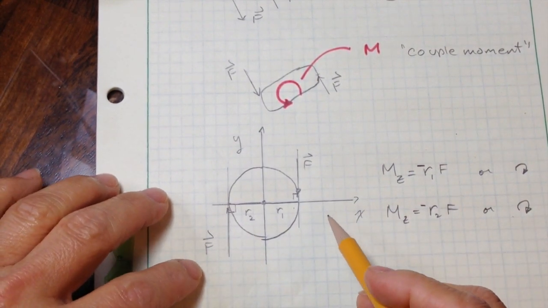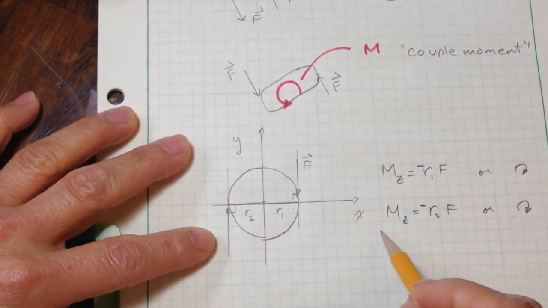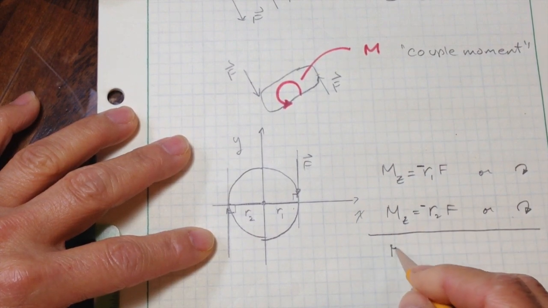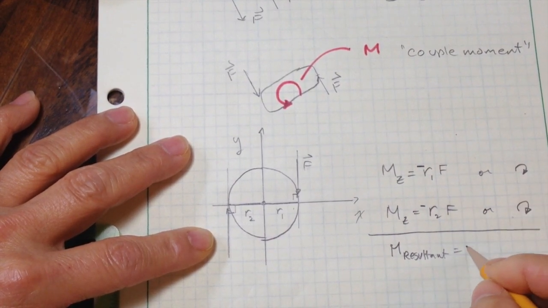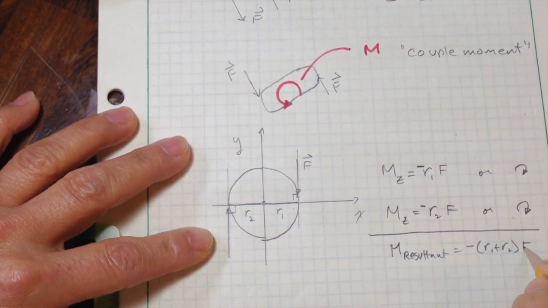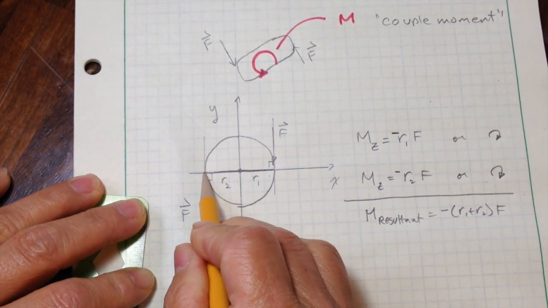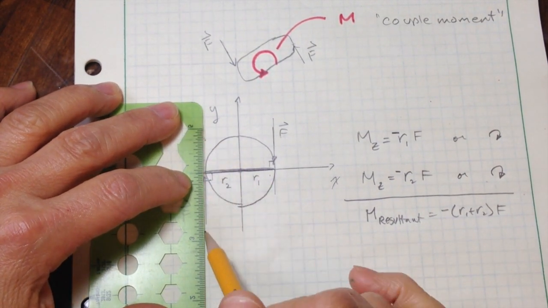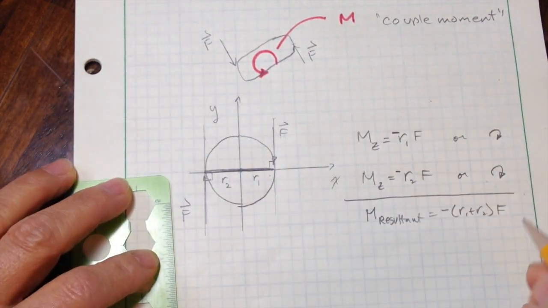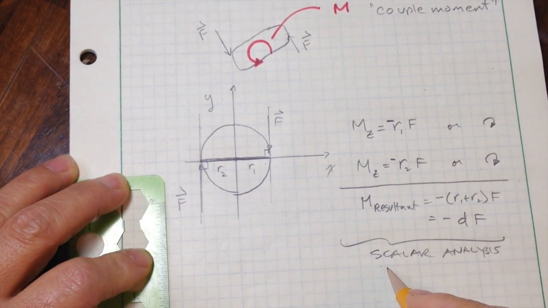The total effect of these two forces, in terms of their tendency to rotate the wheel, can be given by the sum of these two, right? So the resultant moment would equal negative R1 plus R2, times F. But we note that R1 plus R2 is actually the distance between this force and this force, so it would be negative D times F. What I've shown you here is a scalar approach to determining the couple moment.